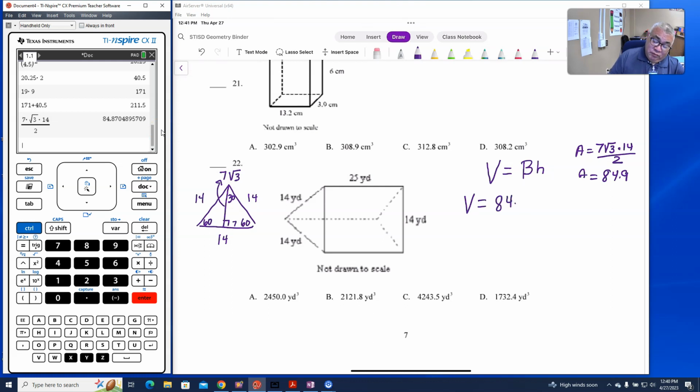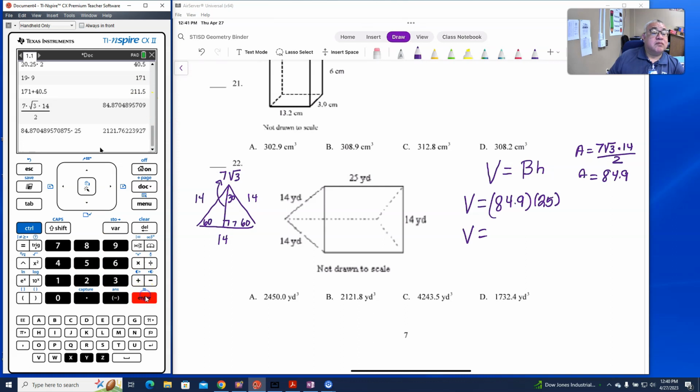So it's 84.9 times the height of the triangular prism. In this case, it's 25. So now I just have to multiply by 25. So it's 2,121. So your answer is B. So it's 2,121.8, and it's cubic yards.